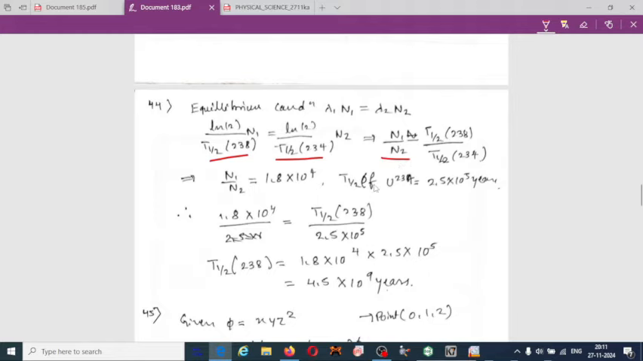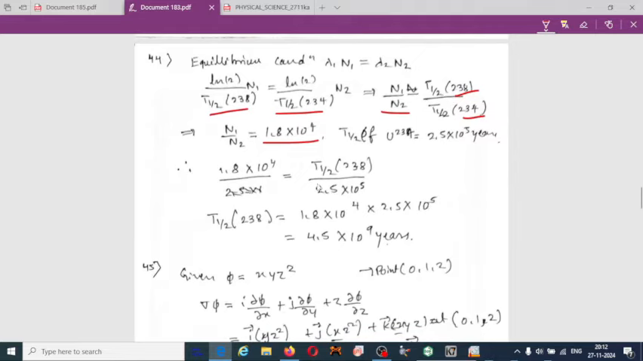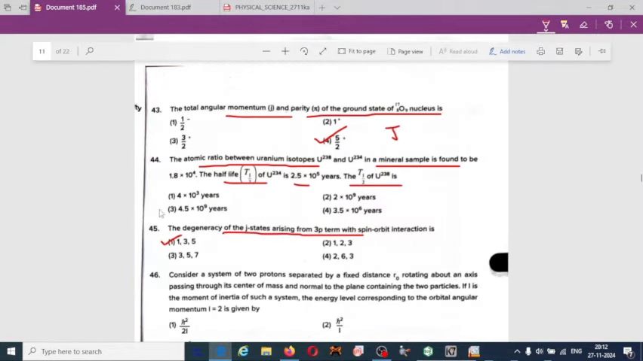If you substitute for uranium 238 and 234, you can modify and write it as the ratio of N1 by N2. The half-life of 234, sorry, they have given. The ratio of N1 by N2 also they have given, 1.8 times 10 to the power 4. So the half-life of 238 we have to calculate. Substitute the values here. You can calculate t half of 238, that you will get about 4.5 times 10 to the power 9 years. Option 3 is correct.